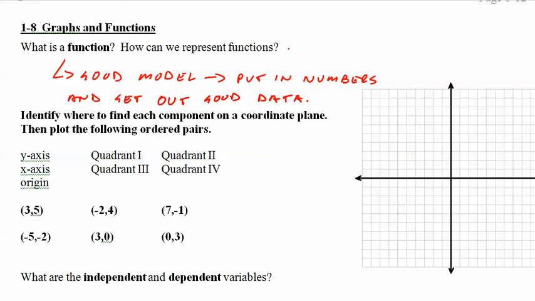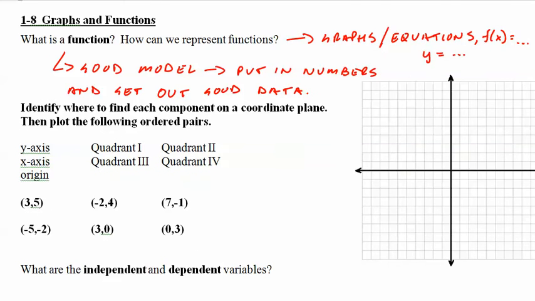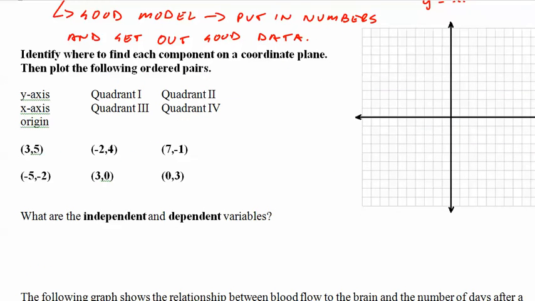How do we represent graphs? We could use equations. I mean, we've got all sorts of options. You could call it y equals. You could call it f of x equals. It's an f. More when we get there. So hopefully you know how to do this.